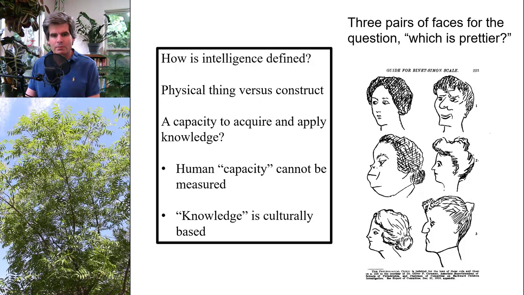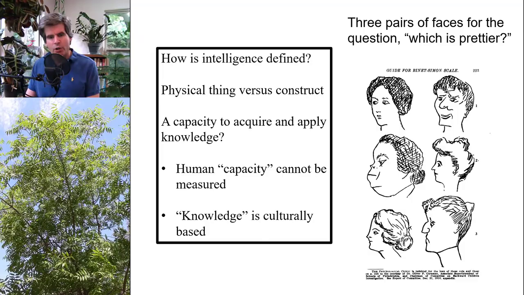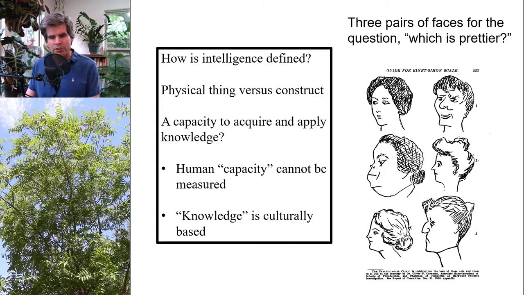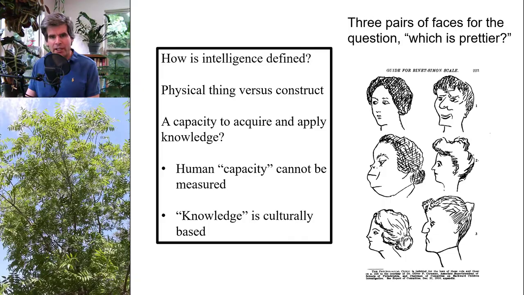Here is another example of an item from Goddard's translation of the Binet intelligence test. For each pair of faces, children were asked to identify which face is prettier. Now, as we're looking at these items from Goddard's intelligence test, it might raise the question, how is intelligence defined? How is Goddard defining intelligence? How is intelligence being defined in this new intelligence testing movement?